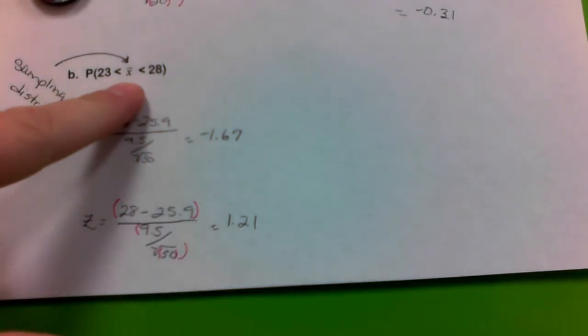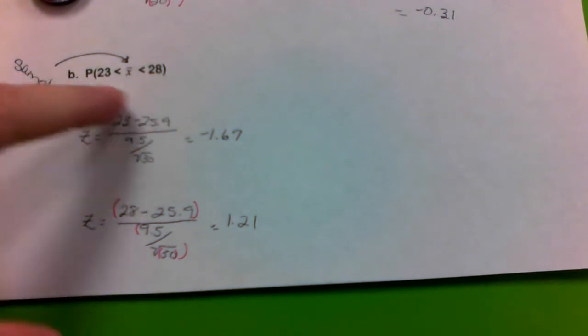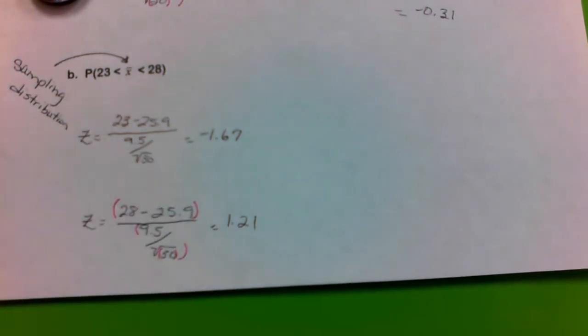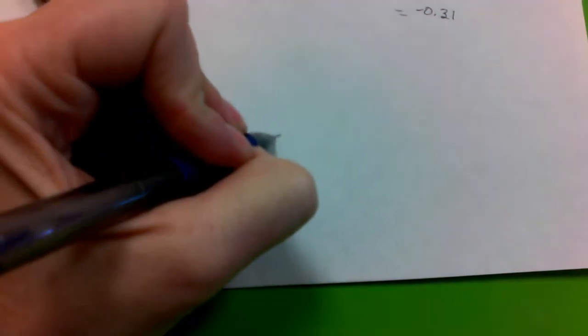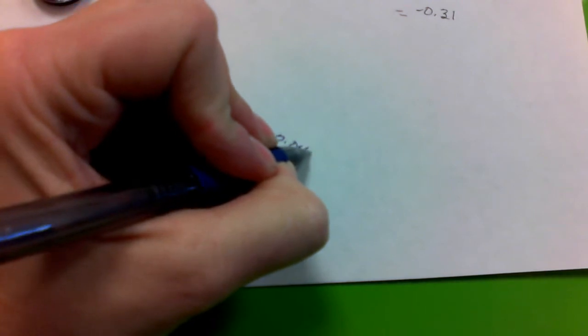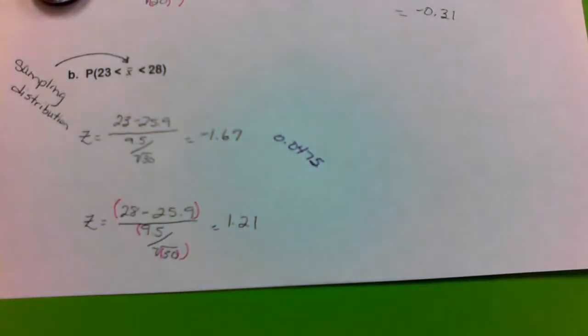Now, since the sampling distribution is between, that means we need to find these probabilities and subtract them. Well, we already found the probability at 1.67. That was 0.0475. And now I'm going to go to the table and look up 1.21 and find 0.8869.